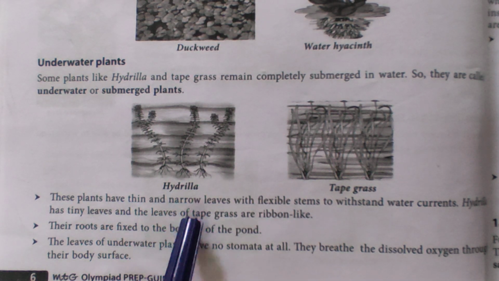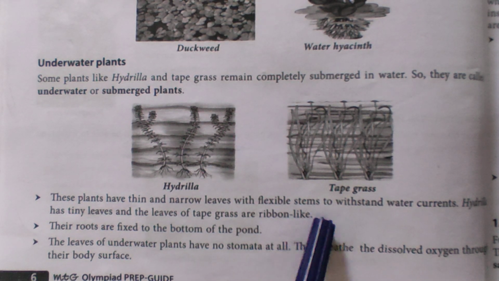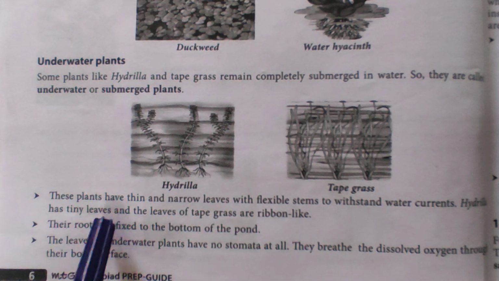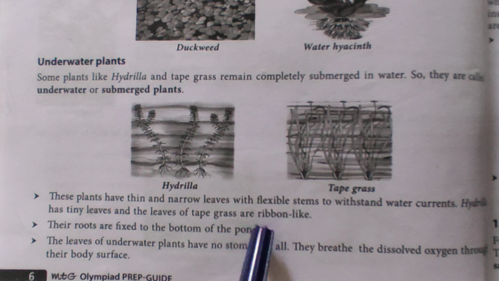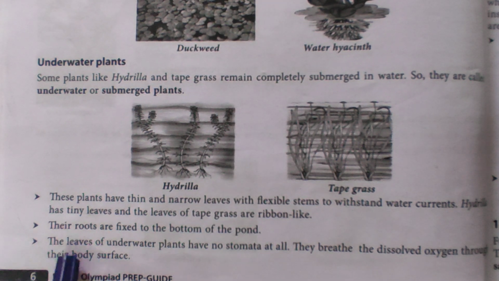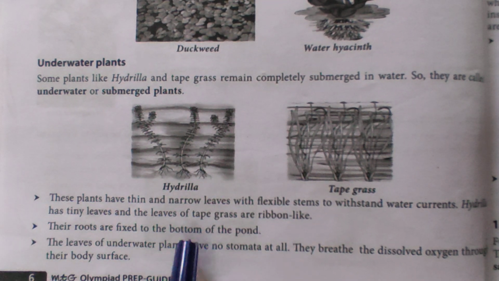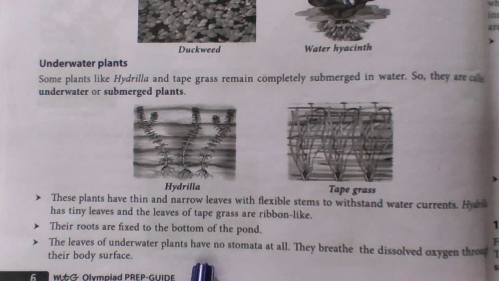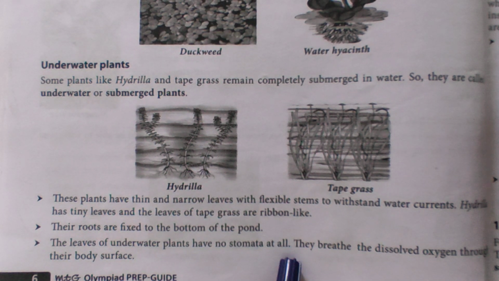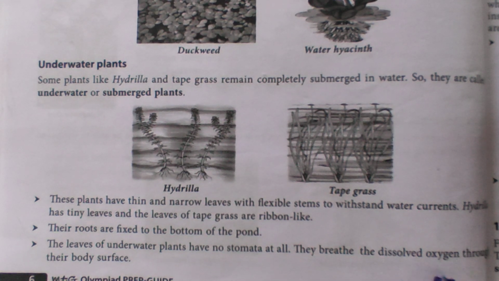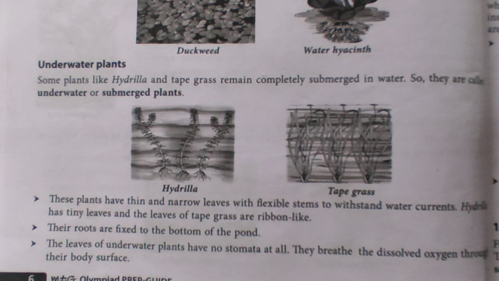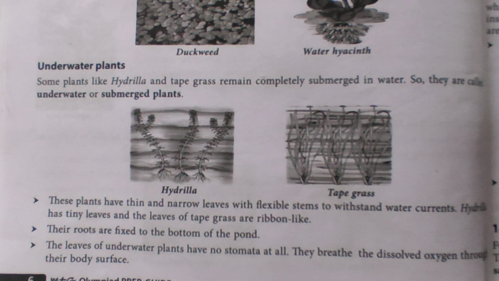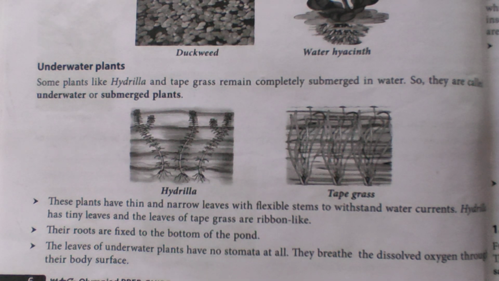These plants have thin and narrow leaves with flexible stems to withstand water current. Hydrilla has tiny leaves and the leaves of tape grass are ribbon like. Second is what? Their roots are fixed to the bottom. Third, the leaves of underwater plants have no stomata at all. They breathe the dissolved oxygen through their body surface. So how do they breathe? The oxygen which is dissolved in the water, they breathe from that only.